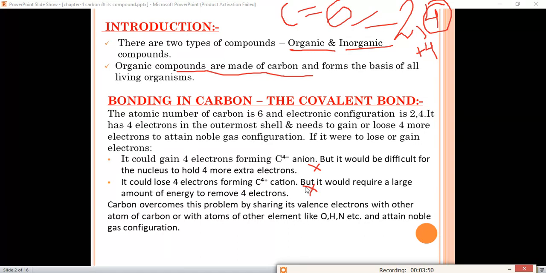So what will carbon do? To overcome this problem, carbon will share its valence electrons with other atoms of carbon or with the atoms of other elements like oxygen, hydrogen, nitrogen, etc. and attain noble gas configuration. So it will share its 4 electrons with another carbon atom, or it can share its electrons with an oxygen atom or a hydrogen atom also, and they will attain noble gas configuration. They will become stable.